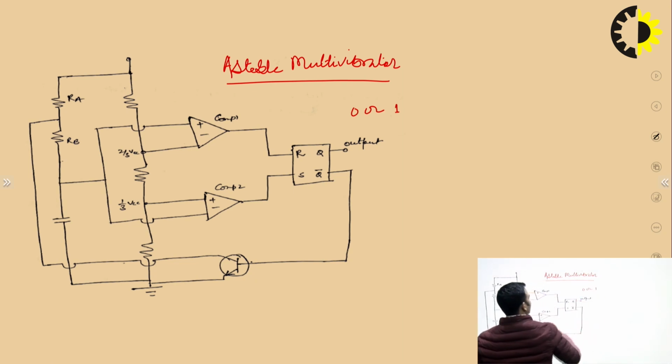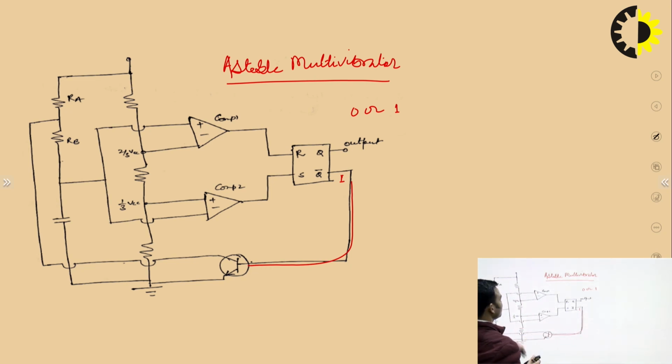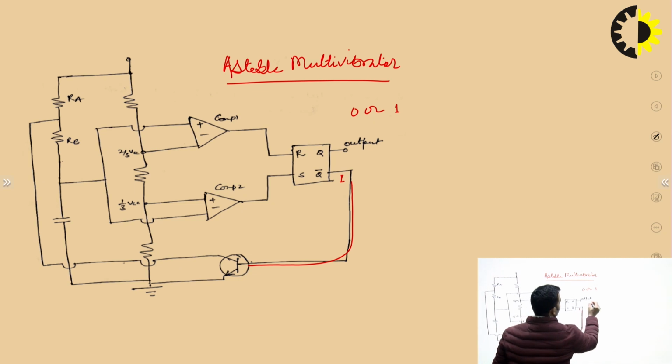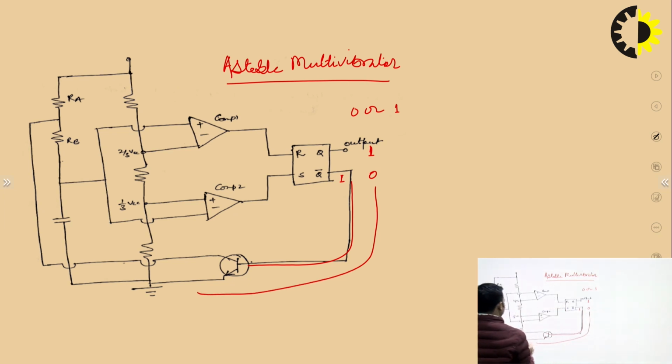Let us consider its output is 0. If its output is 0, then it will be 1. If it will be 1, then capacitor will start discharging, and if it is 1, then it will be 0, and if it will be 0, that means this capacitor will start charging towards plus VCC through resistor RA and RB, and when the voltage across this capacitor will be compared with 1 upon 3 VCC, and when it will be less than this, its output will change.